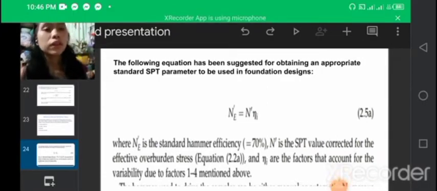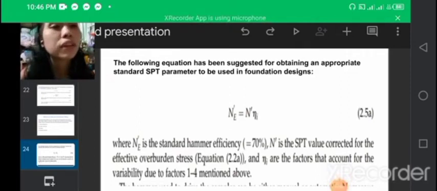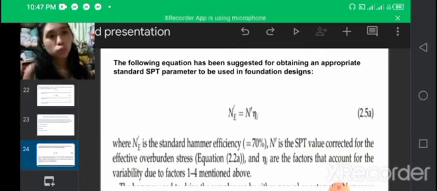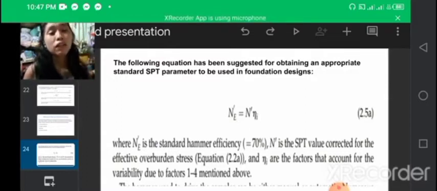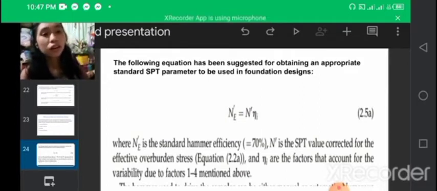So the following equation has been suggested for obtaining an appropriate standard SPT parameter to be used in foundation design. So this is the formula where E is the standard hammer efficiency equal to 70%, N1 is the SPT value corrected for the effective overburden stress, and the correction factors account for the variability due to these factors.